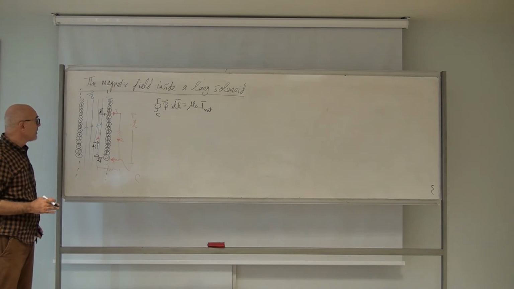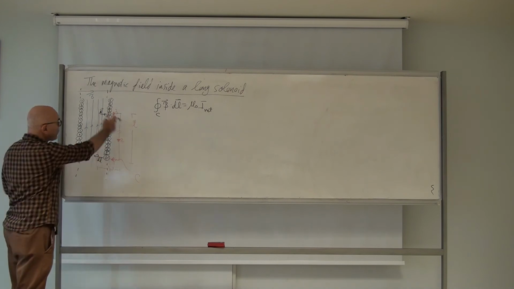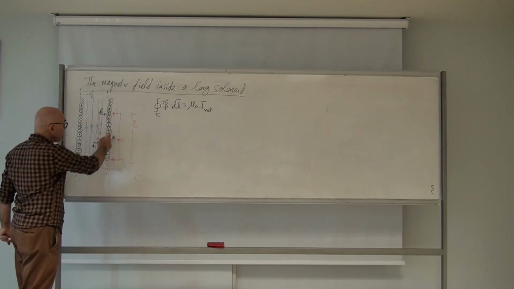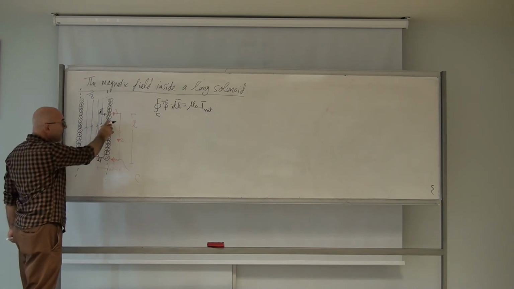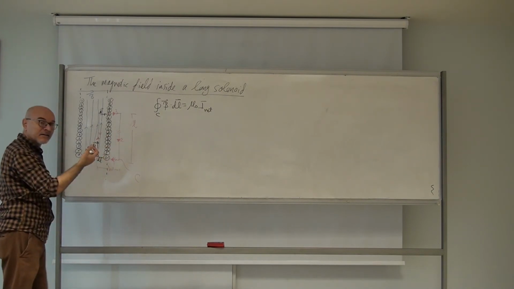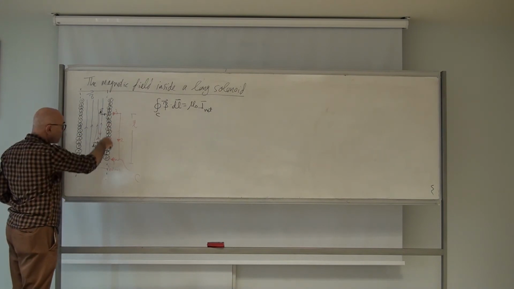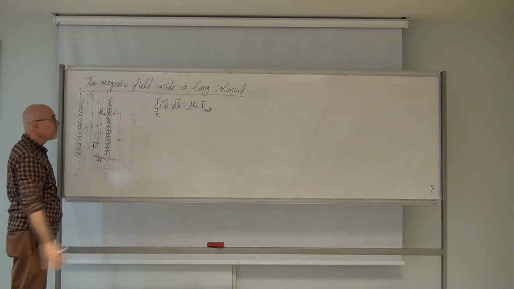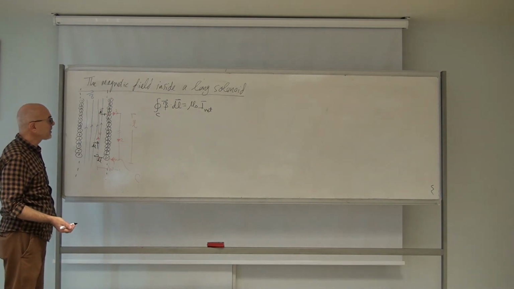Now, what is the current enclosed by this loop? Because I want to know what the right-hand side is. Well, it is the number of turns multiplied by I, because each of these crosses here resembles a turn, and each one of them carries a current I. So it's actually how many of these you have here multiplied by the current flowing in the solenoid. So let me move to apply Ampere's law.